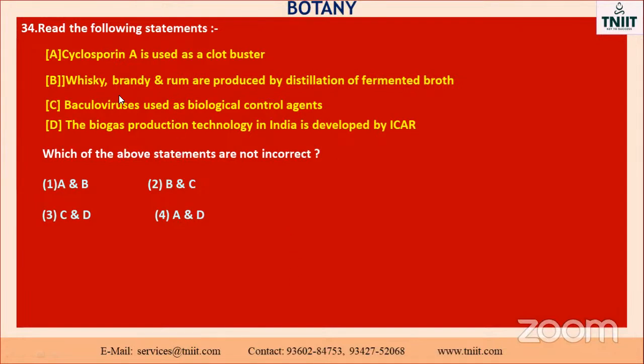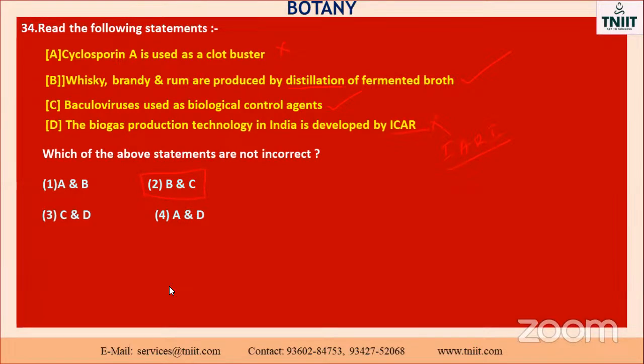Will you please? Anybody else? Cyclosporin A is used as a clot buster. No, it is not the correct one. Okay. And whiskey, brandy, rum are produced by the distillation process from the broth. Yes, it's the correct one. And baculovirus used as a biological control agent. Yes, it is also correct. And biogas production technology in India is developed by ICAR, the Indian Agriculture Research Institute. But this one is wrong. So the answer is which one, do you know?